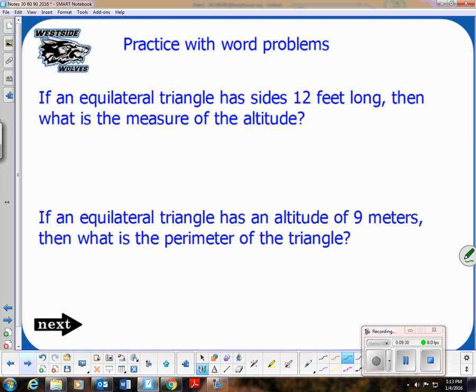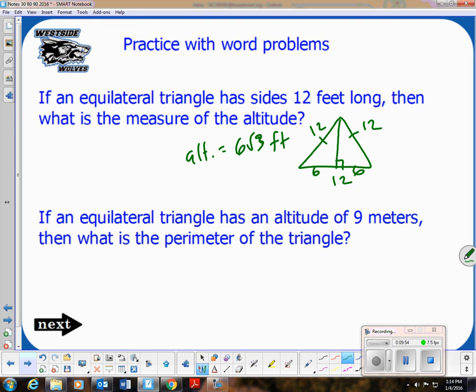Now, sometimes there are word problems associated with these special right triangles. So it says, if an equilateral triangle has sides of 12 feet long, then what is the measure of the altitude? So let's draw a picture. 12, 12, 12. So we put an altitude in here. What does it do to that 12? It makes that 6 and 6. Also creates a 30, 60, 90. So the altitude is going to be 6 square root of 3 feet long. Remember, it's the long leg there because this is a 60-degree angle. That's the 30. That's the short leg. That's the long leg, the altitude.